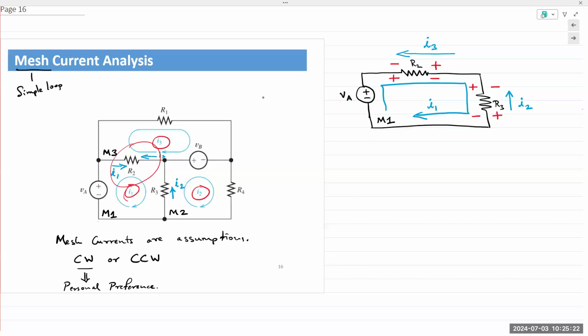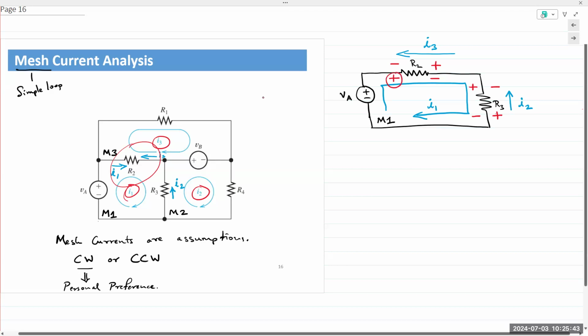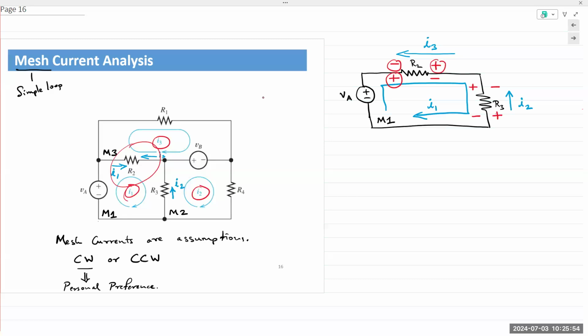And of course, in real life, you can never have 2 points, one higher than the other, and at the same time, we are saying that the other point is higher than the other. It's just not possible, right? Plus and minus simply indicates which end is higher. So if I'm saying R2 left end is higher than the right end because of I1, at the same time, we cannot have the right end higher than the left. So it's purely hypothetical.